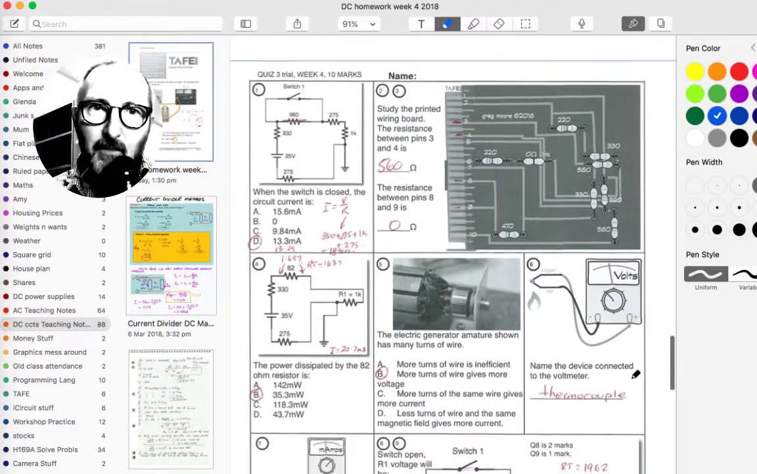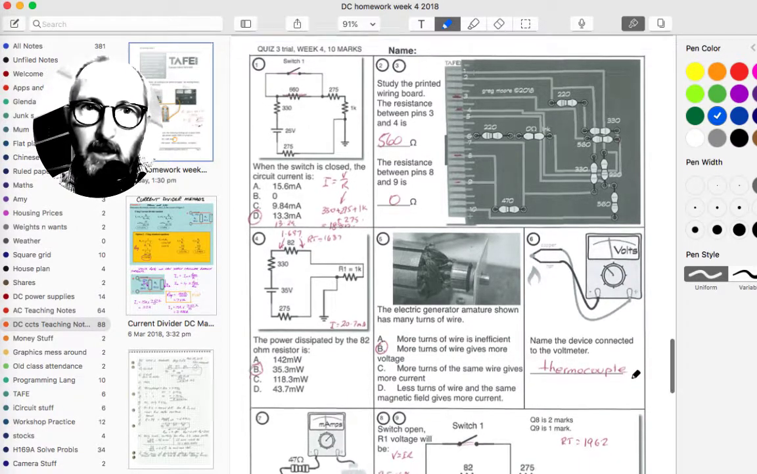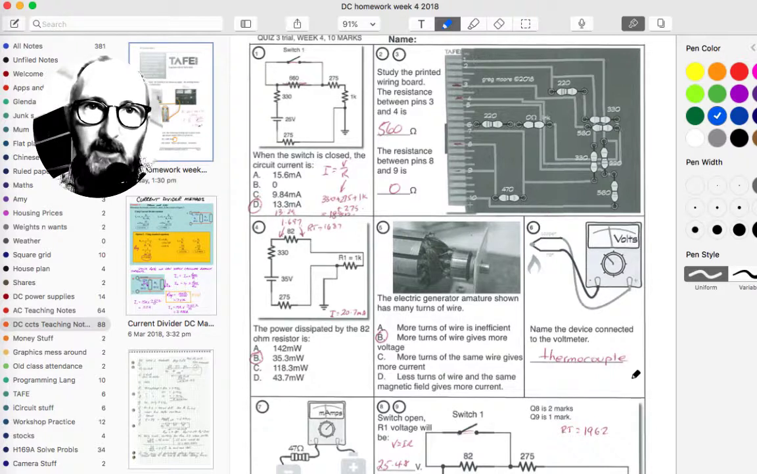The last part of the homework was the trial quiz for week 3. Very quickly, we've got a circuit here which said if the switch is closed, so we close that switch, straight away the 660 ohm resistor comes out of circuit. 25 volts is then distributed through 330 ohm, 275 ohm, 275 ohm, 1K. Add those together, divide them into the 25 volts, and you'll get 13.3 milliamps.